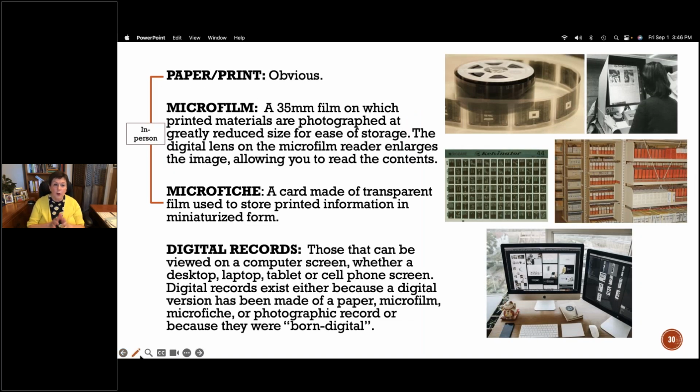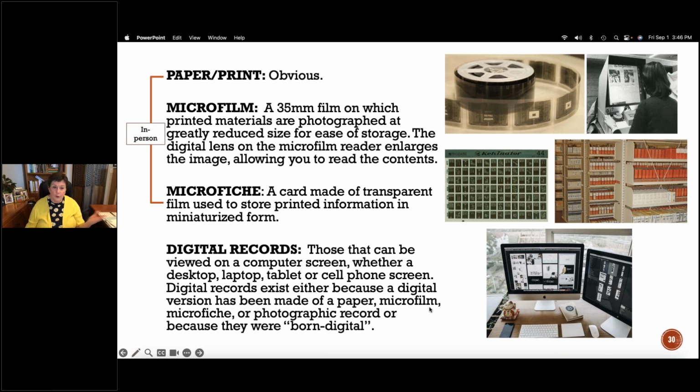So this slide shows the various media in which you're going to find records. Of course, there are paper records. You're also going to find records on microfilm and microfiche. Microfilm is 35mm film on which printed materials are photographed at greatly reduced size for ease of storage. The lens of the microfilm reader enlarges the image, allowing you to read the contents. Microfiche is a card made up of transparent film used to store printed information in a miniaturized form. You also need a reader. So obviously anything that's paper or print, microfilm or microfiche, you're going to have to find. I'll talk about that more next week in person.